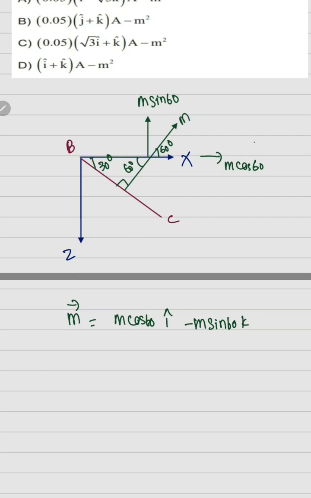Okay. So m is the product of current and area of the loop. The current is 10 ampere. This is a square loop, so area is 10 into 10 centimeter square, that is 10 raised to minus 2 meter square. So it is 10 raised to minus 1, or 0.1 ampere meter square. This is the value of magnetic moment.